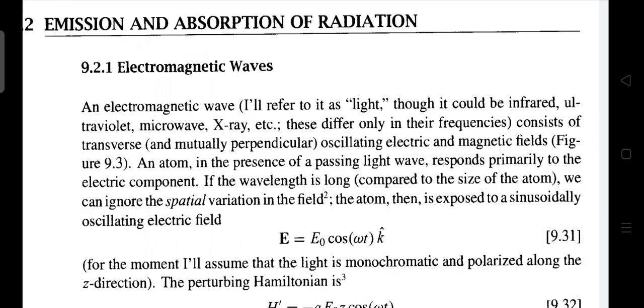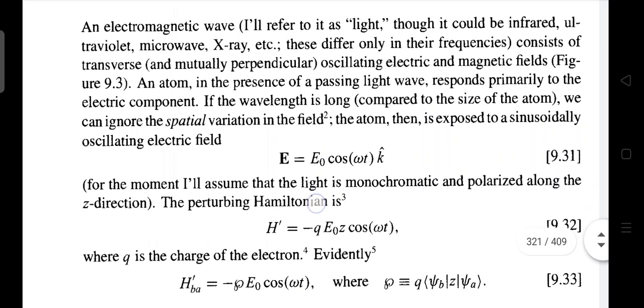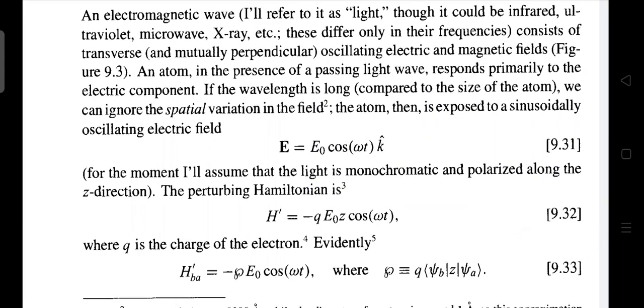An atom in the presence of a passing light wave responds primarily to the electric component. If the wavelength is long compared to the size of an atom, we will ignore the spatial variation in the field. The atom is exposed to the sinusoidal oscillating electric field. If the wavelength of the radiation we are sending is near to the atom's wavelength, then only will the atom vibrate, meaning the atom will excite.